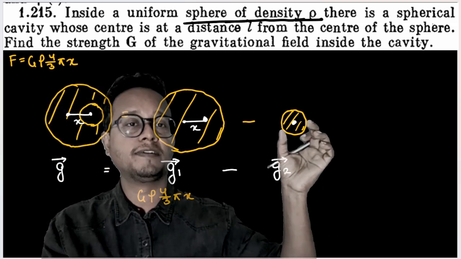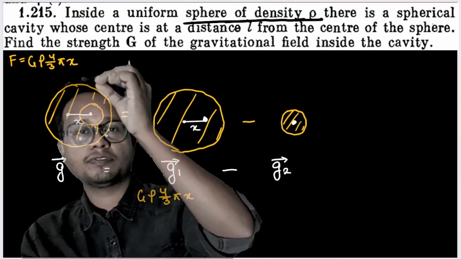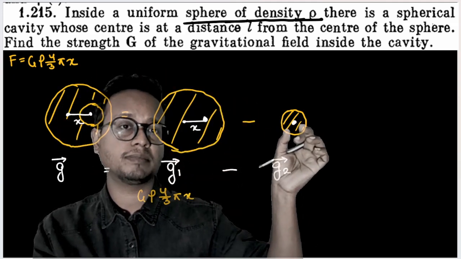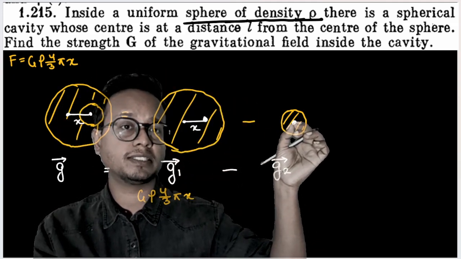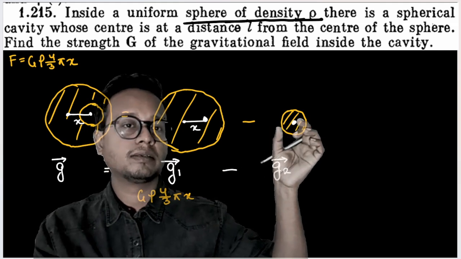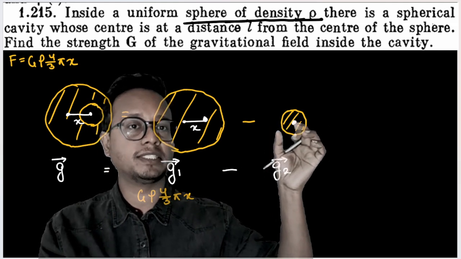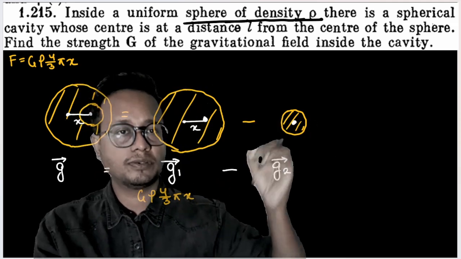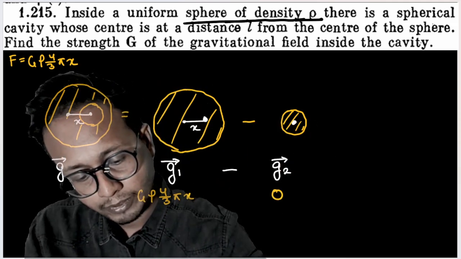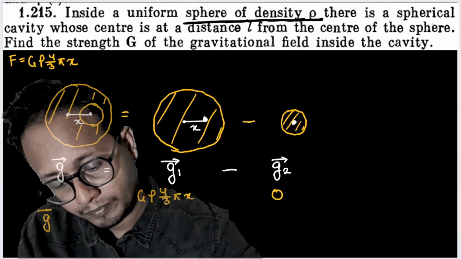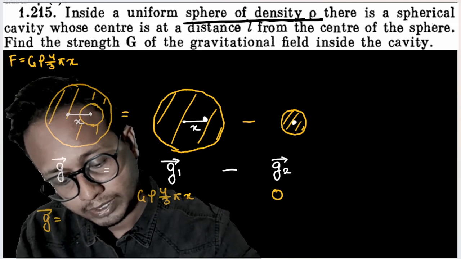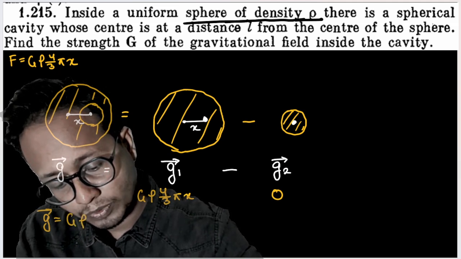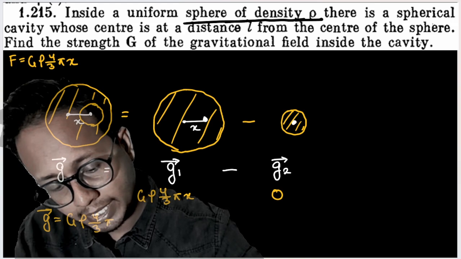Minus, what is the gravitational field at the center? If we apply these formulas once again, the gravitational field here is nothing but 0. The gravitational field at the center of the planet is equal to 0, because if you put the value of x here, it becomes 0. So the total gravitational field at the center of the cavity is nothing but G into rho into 4 by 3 pi x.